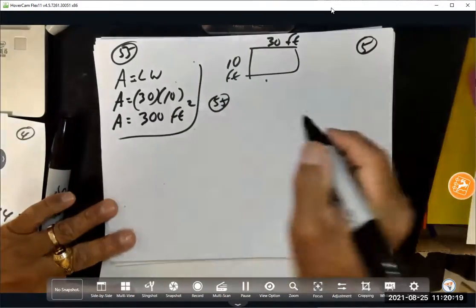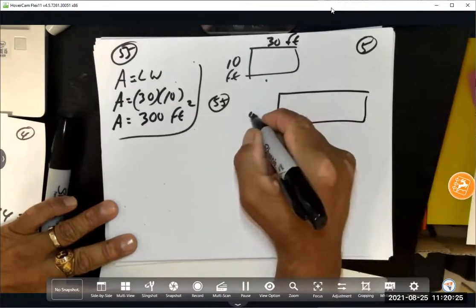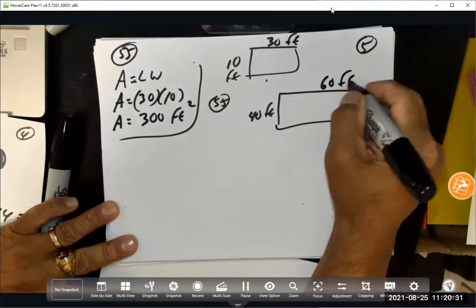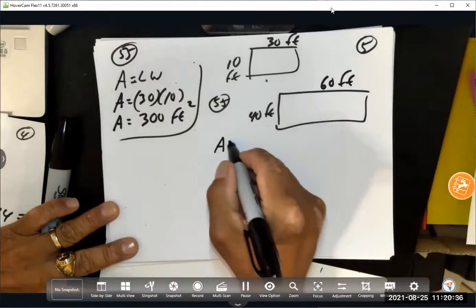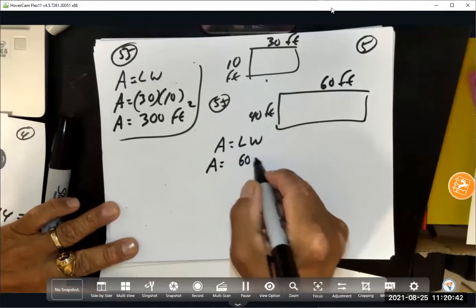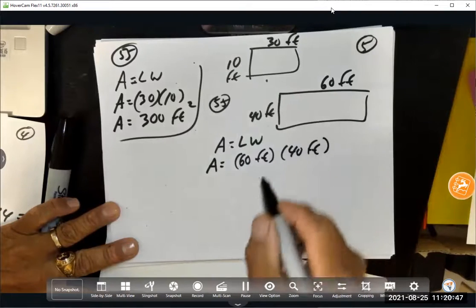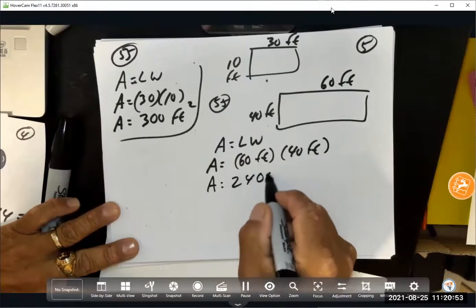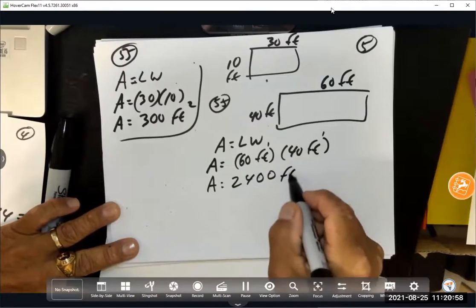You see this? Let's say you have a gigantic room. Let's say this room is 40 feet by 60 feet. Okay, this is 10 by 30. This is 40 by 60. All right, so the area of this one, length times the width. So the area is the length, which is 60 feet, and the other one is 40 feet. So now you have 60 times 40 is 2400. Is that okay? Feet to the one times feet to the one is feet squared.